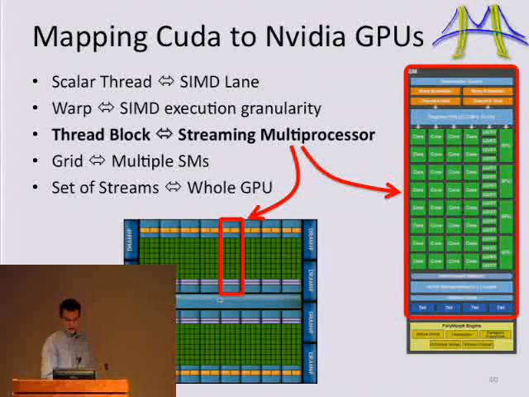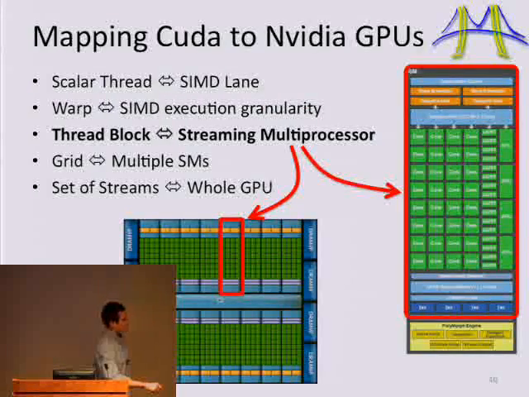So a thread block, you can consider it to be equivalent to a single streaming multiprocessor. A thread block has access to as much of the register file on that SM as you want to use, as much of the scratchpad and L1 cache as you want to use. In addition, the instruction cache and the texture units, etc.